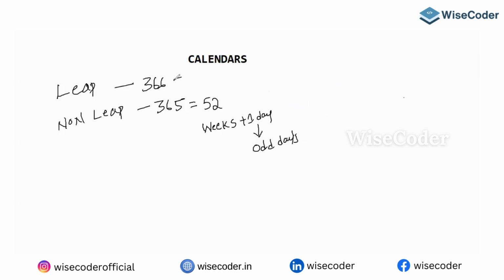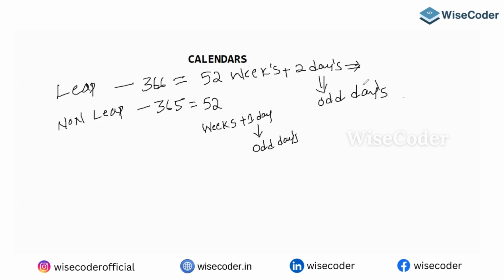If you divide 366 by 7, what are you going to get? You are going to get 52 complete weeks plus 2 days extra. These 2 days are going to be called what? Odd days. So 52 complete weeks plus 2 odd days.